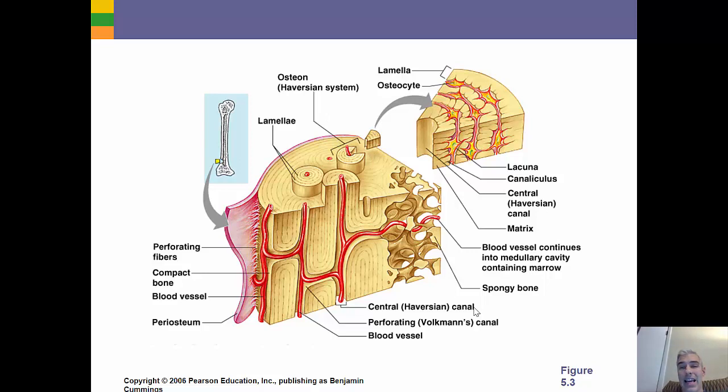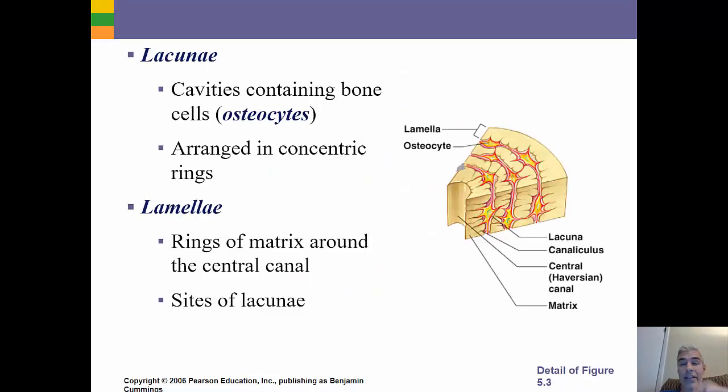I don't think there's anything else I need to talk about. Lamellae, lacunae, canaliculi, matrix. I think that's it for that. Make sure you label all of these things. If you need to, pause the video at some point and get these things labeled, all the things that I mentioned. Aha, there we go.